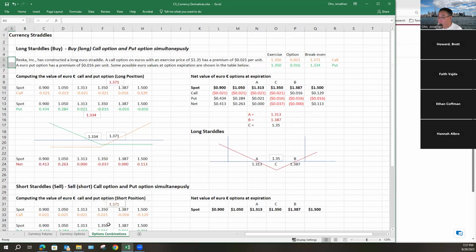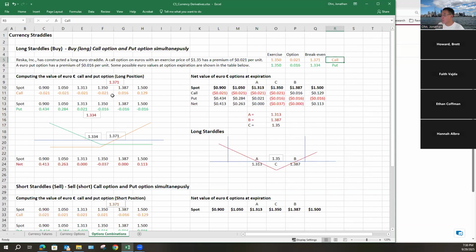All right. So the call option exercise price is $1.35 and the option price is 0.021. Your break-even point is the sum of these two, right? You add those two, so 1.371 is the break-even. That's the call option. So 1.371 is located in here, in between. So there's a break-even point there.